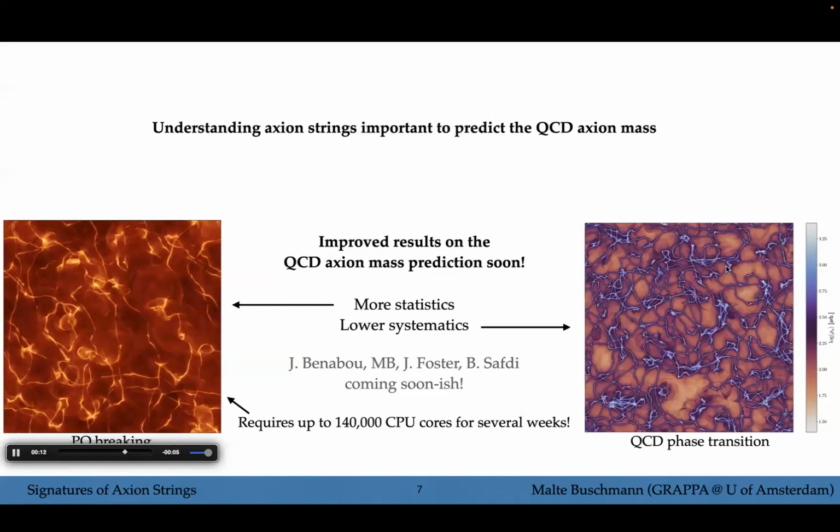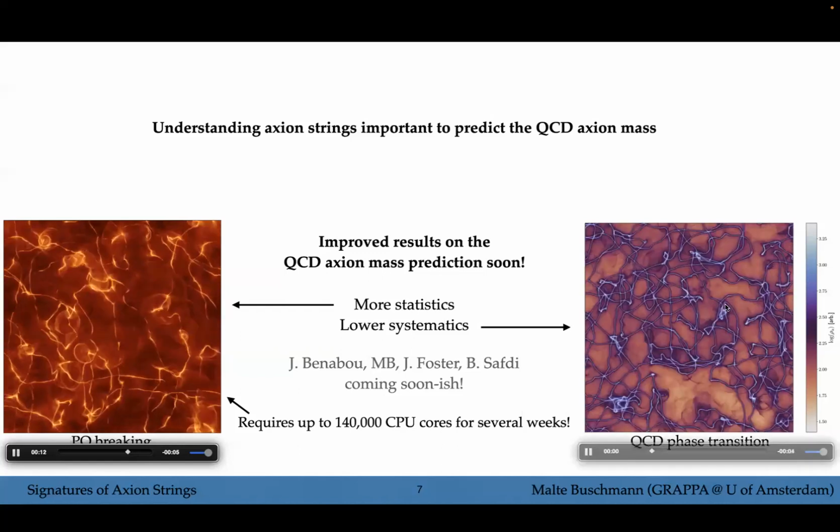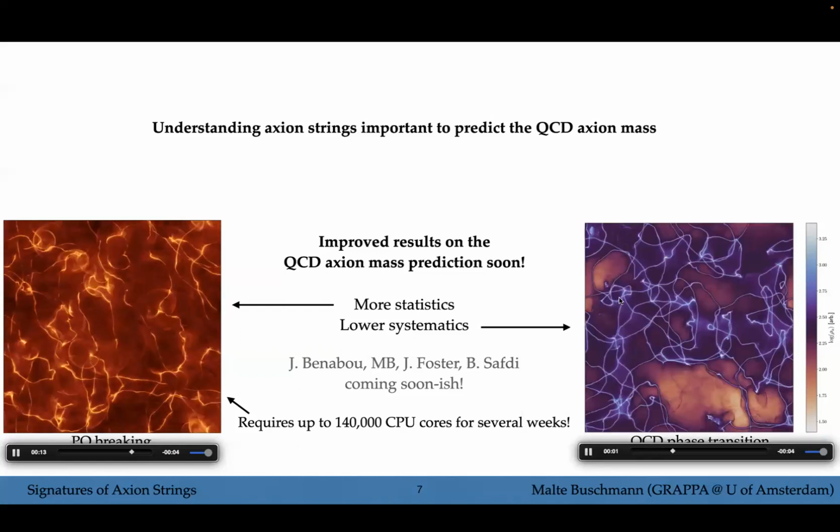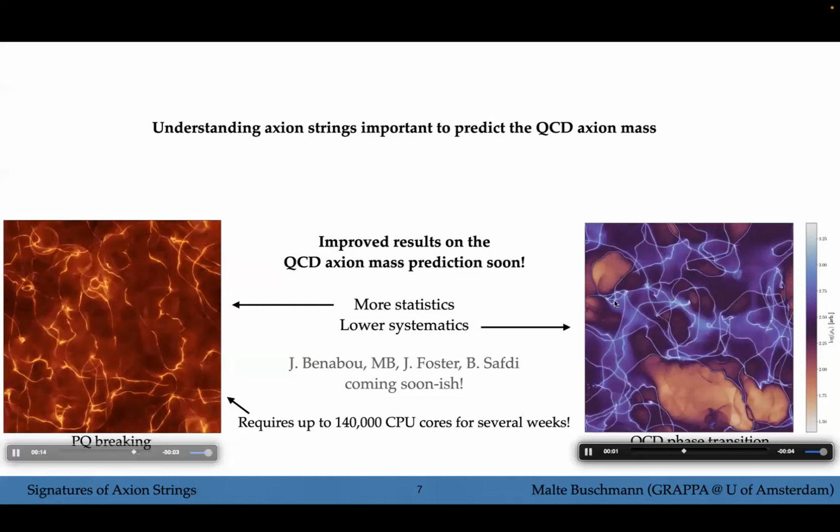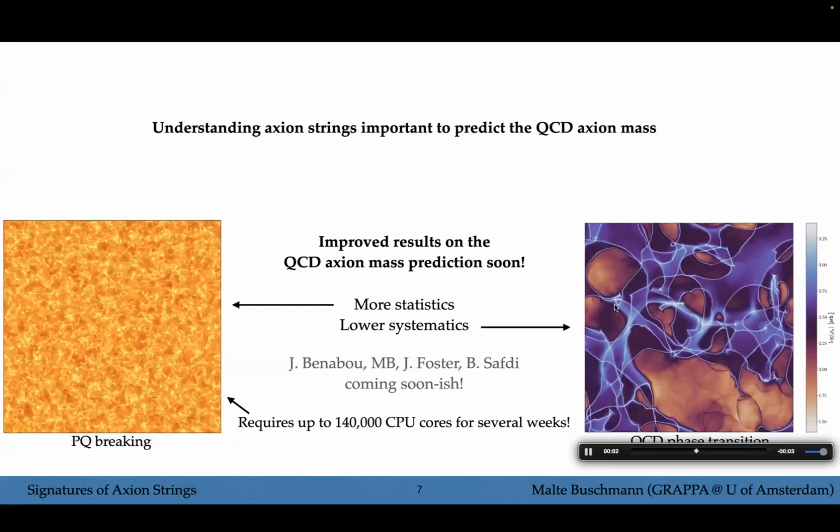On the right-hand side, you then also see these domain walls form, and if you look closer, you can even make out oscillons, about which we've heard more yesterday.